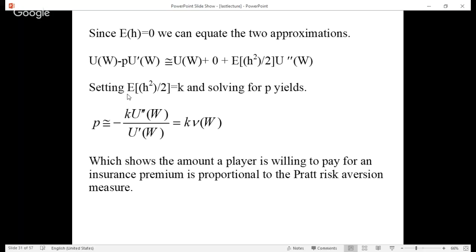So I solve for p, the premium. Therefore, the premium is going to be approximately minus k times u double prime over u prime. And of course, minus u double prime over u prime is simply our Pratt risk aversion measure. And we get k times the Pratt risk aversion measure. What that shows is that the amount a player is going to be willing to pay for insurance, or the premium he's willing to pay, is going to be proportional to the Pratt risk aversion measure, assuming you have at least 2 derivatives in his utility function.